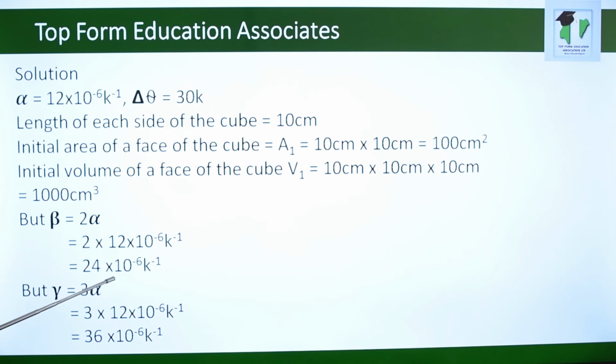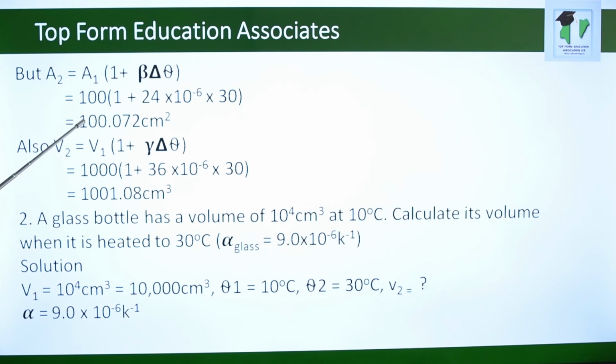Giving you 24 times 10 to the power minus 6 per Kelvin. And gamma is 3 alpha, meaning 3 times 12 times 10 to the power minus 6 per Kelvin. And that gives you finally 36 times 10 to the power minus 6 per Kelvin. Now, how do you at last get your A2 and V2? You're asked to get A2 at temperature 30 Kelvin. Your V2 at temperature what?